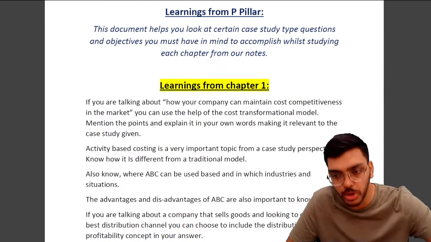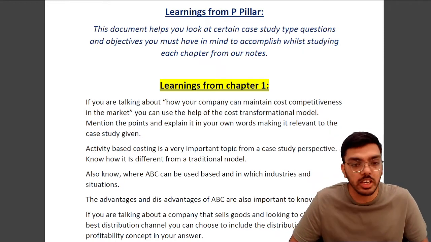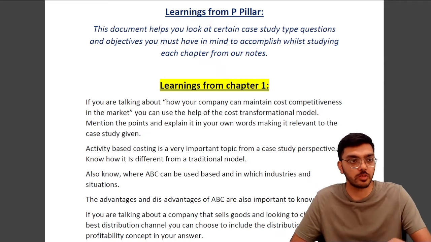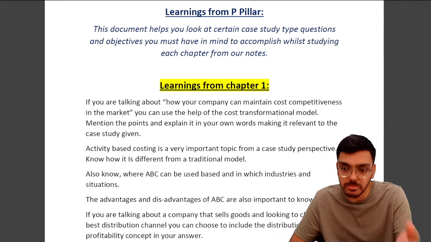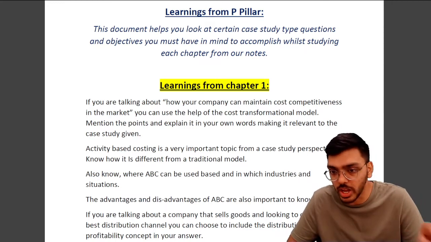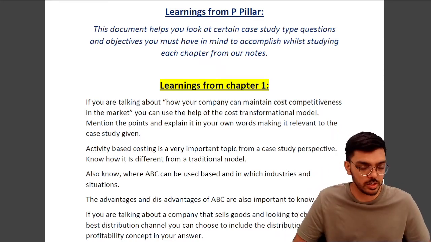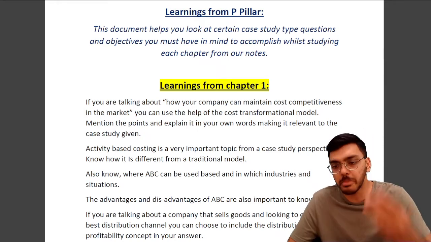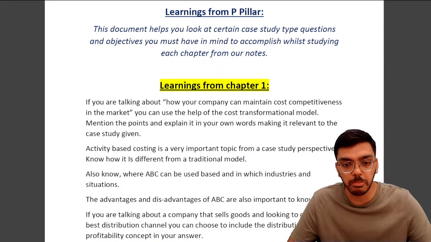I know this, fine. Point number 2, tick mark. Move on. Also know where ABC can be used. So where can ABC be used? Where organizations have many activities, many products, many variants, many different cost pools. That is where it can be used. Okay, I can answer this. Tick mark. Move on. Advantages and disadvantages of ABC. Can I remember 3 advantages? I can. Okay, tick mark. Can I remember 3 disadvantages? Speak it out. You're okay? Tick mark. Keep moving on.